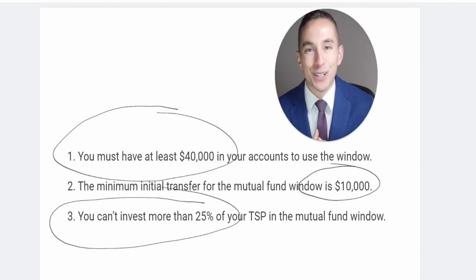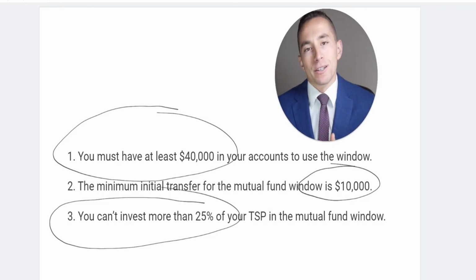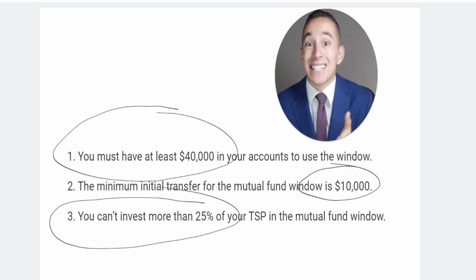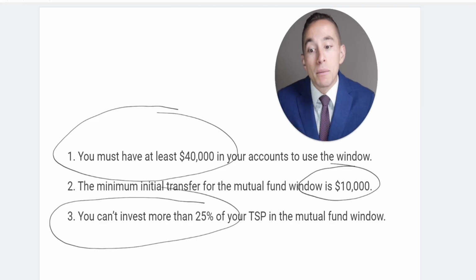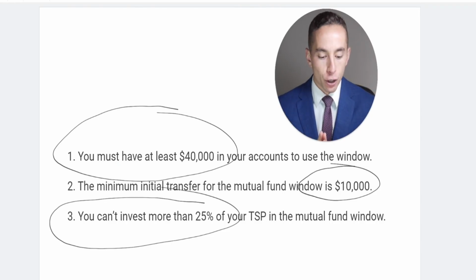So let's do an example. Let's say you have 100 grand in the TSP, 200 grand, whatever. Well, okay, let's use 100 grand as an example. You have 100 grand in the TSP. Well, the max you can put into the mutual fund window is 25 grand. And the minimum you could put is 10,000, because that is the minimum initial transfer, 10,000 bucks, right? So hopefully that gets you started on what the rules are.